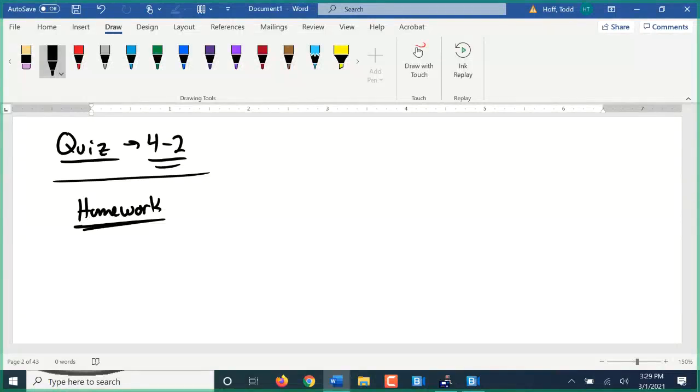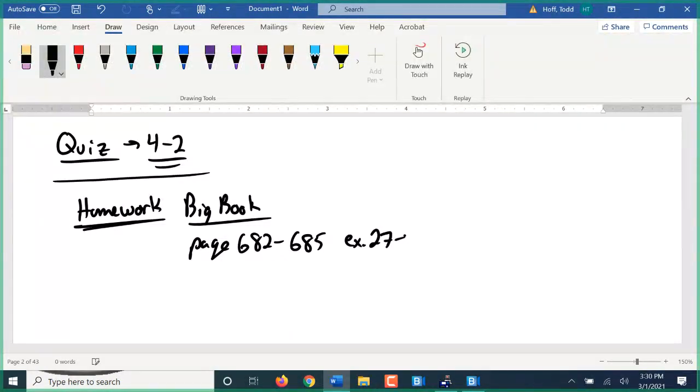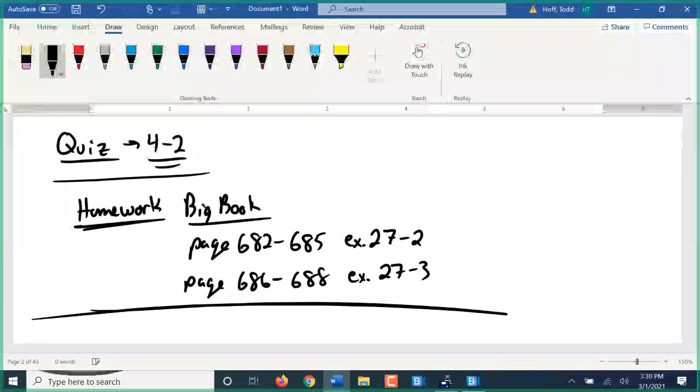Homework. Big book. Page 682, Exercise 27-2. And page 686 through 688, Exercise 27-3. So a couple pages of homework to do. If you want to get started, I'll be online here to answer any questions for a while. And that quiz to do.